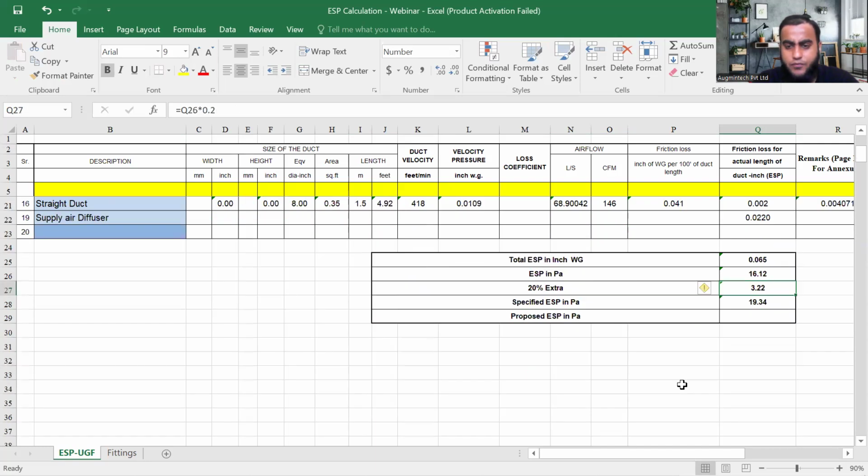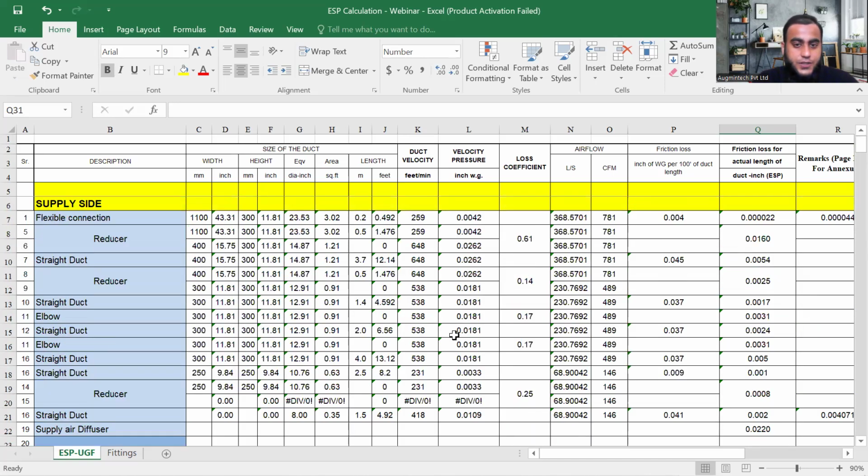And when we have to add the 20% extra for safety, so near about 19.34. And in inch of water gauge 0.065. Okay. So our proposed ESP is 20 Pascal, correct? So in this way, generally, we have to do the calculation. We have to calculate the external static pressure calculation.